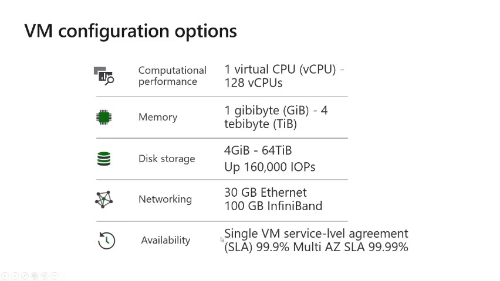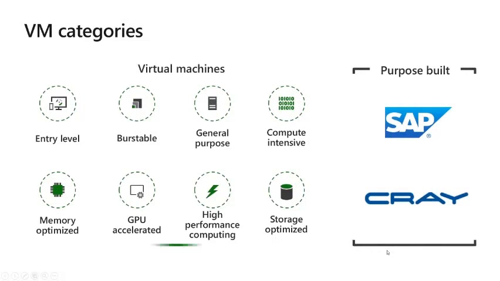For availability, single VM service level agreements, SLA, is 99.9%, and multi-AZ SLAs are 99.99%. So what is this? I will just show you in a while. It means if you have a single virtual machine, then your service level agreement is 99.9% only, and if you have an availability set, which means you have multiple instances of your virtual machine running, if one fails, then another one can replace that virtual machine, and in that case your SLA is 99.99%.